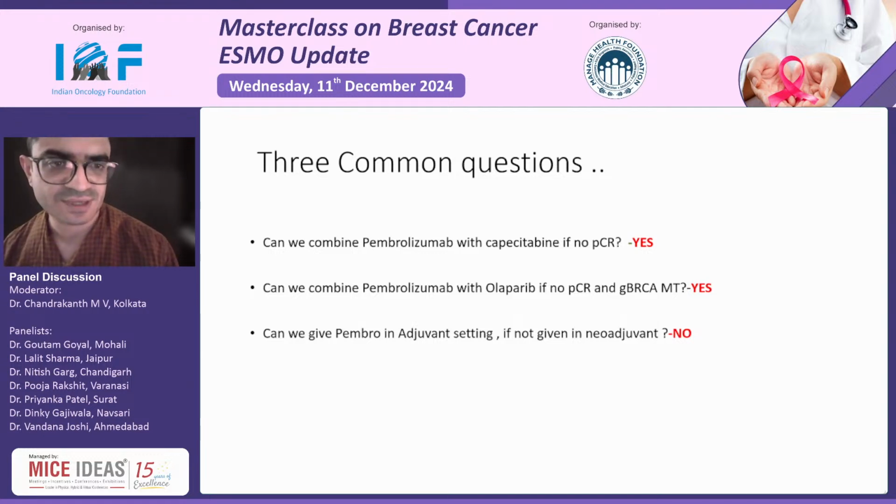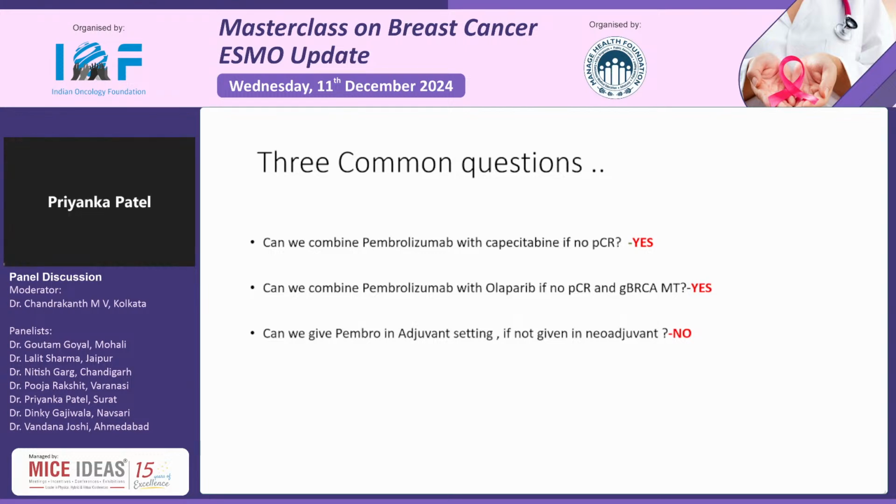So what about the next one? If it is germline BRCA positive, what would you do? Would you give pembro and olaparib, again a combination? Same, but I would like to add olaparib if the patient is germline BRCA positive, looking at the amount of benefit the patient gets from olaparib if she's a BRCA mutant patient.